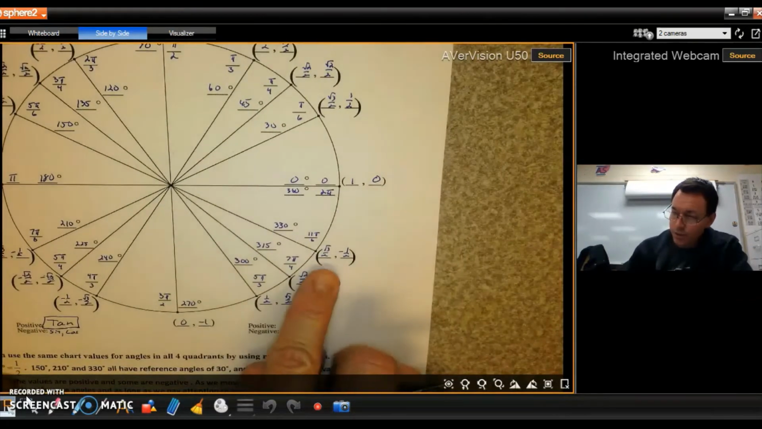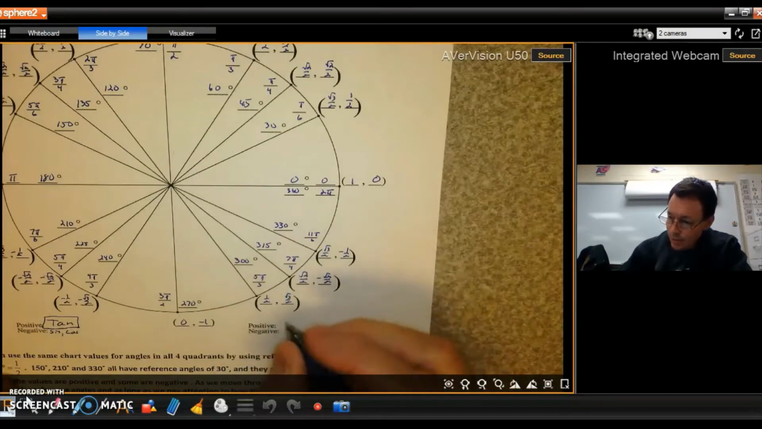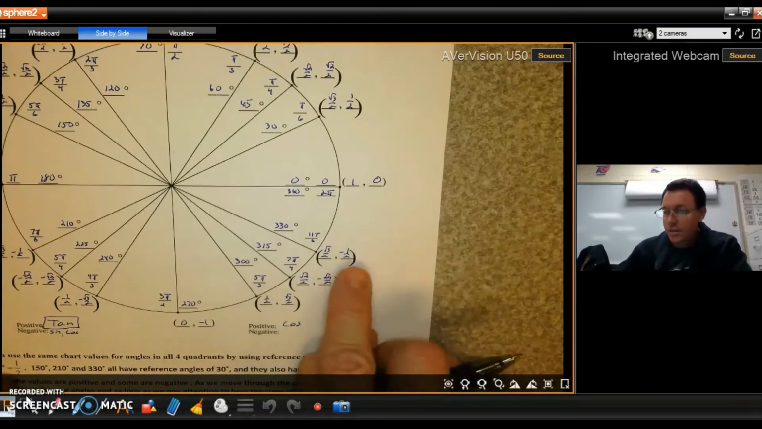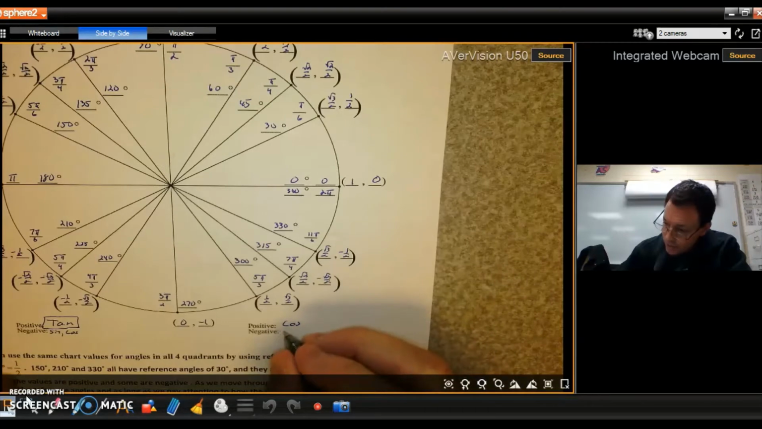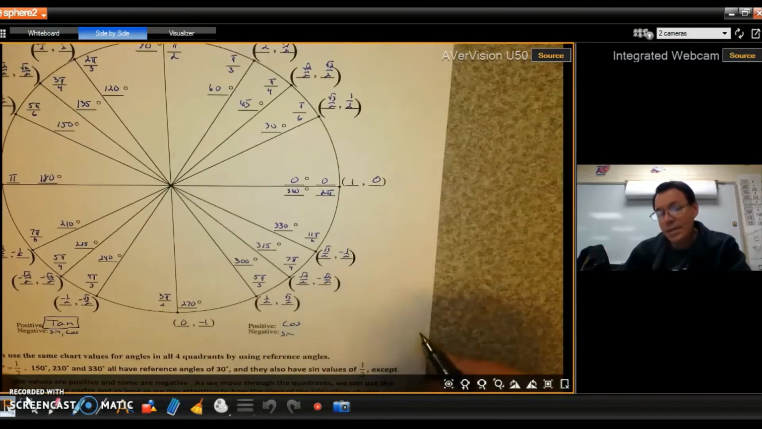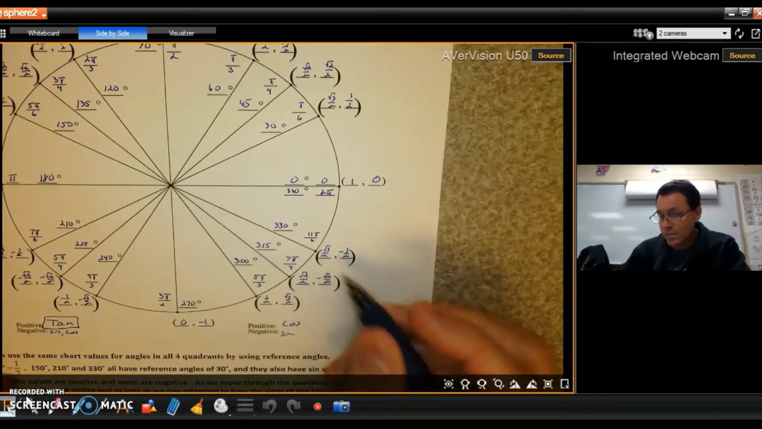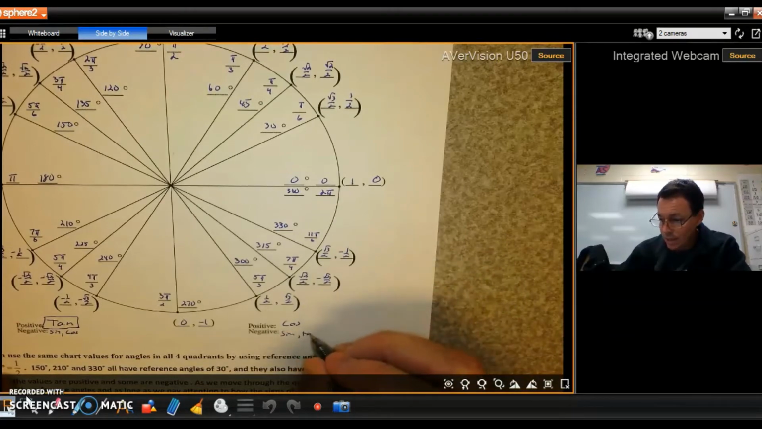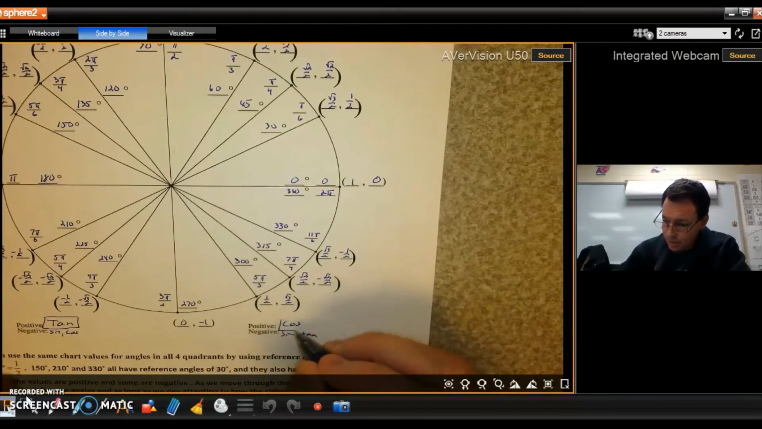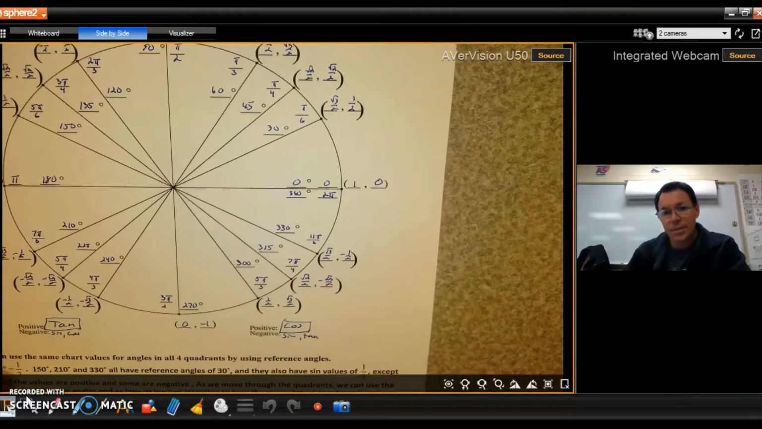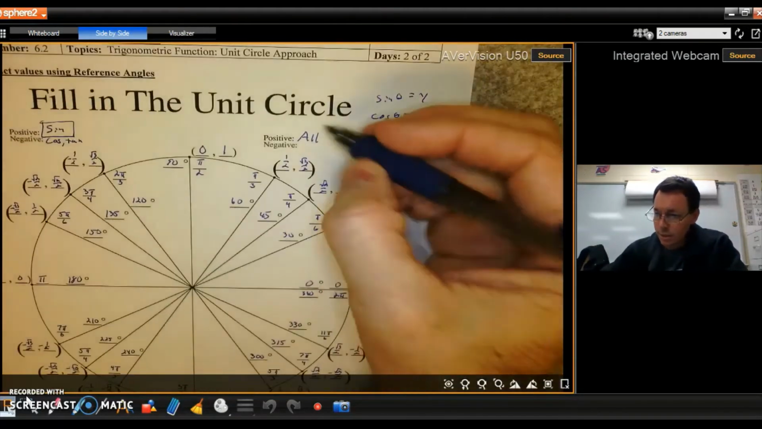Quadrant 4, you've got positive x values, so that is the cosine. You've got a negative y value, so the sine is negative. And then the tangent, again, you're taking a negative, dividing it by a positive, so that is going to give you a negative, and so the tangent is also negative. So this is what we need to keep track of.